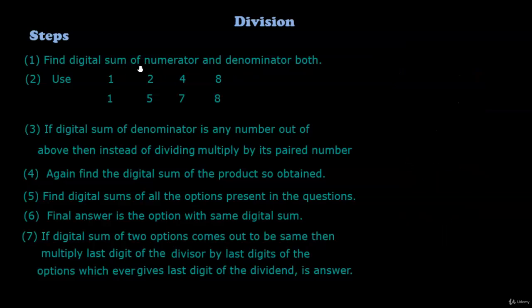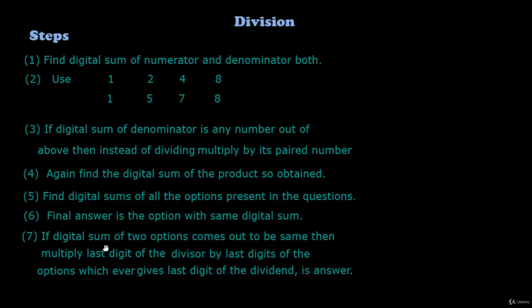So find the digital sum of the numerator and denominator both. If the digital sum of the denominator is any number out of the above, then instead of dividing, multiply by its paired number. Again, find the digital sum of the product so obtained. Find digital sums of all the options present in the question. The final answer is the option with the same digital sum.